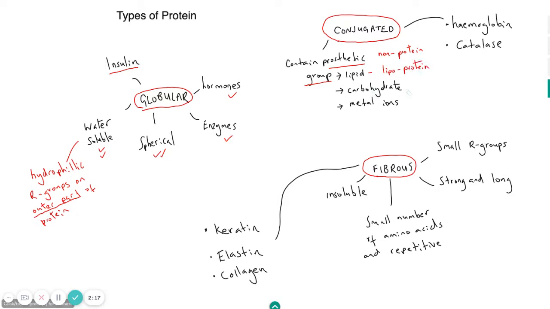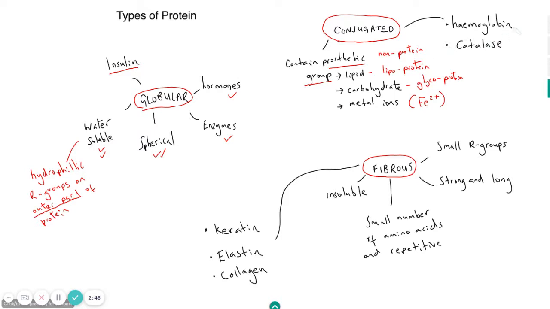If it was a carbohydrate, it would be a glycoprotein. And you get these on cell membranes. As you learn more about cell membranes, that'll become a bit more obvious. And then you can have something that's completely different: metal ions. A good example would be the iron ion, Fe2+.